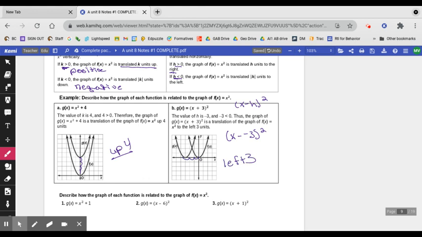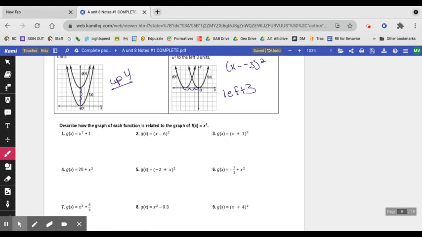So now let's try some. So when we look at number 1, it's plus 1, a constant outside. So that went up 1. Here, it's x minus 6 inside our parentheses. So that is right 6. Here it's x plus 1 in parentheses. So that is left 1. Because again, our rule is x minus h squared. So if it's plus inside, that means it actually went left.